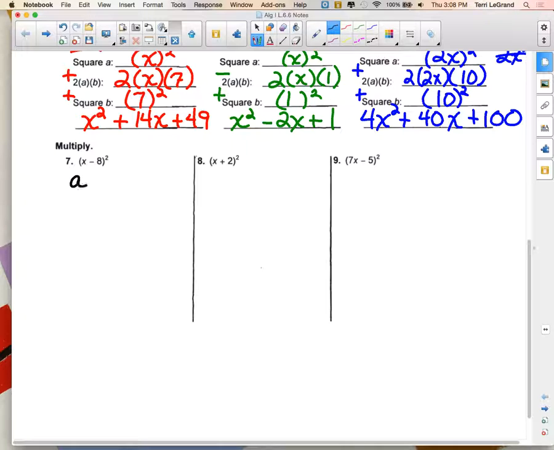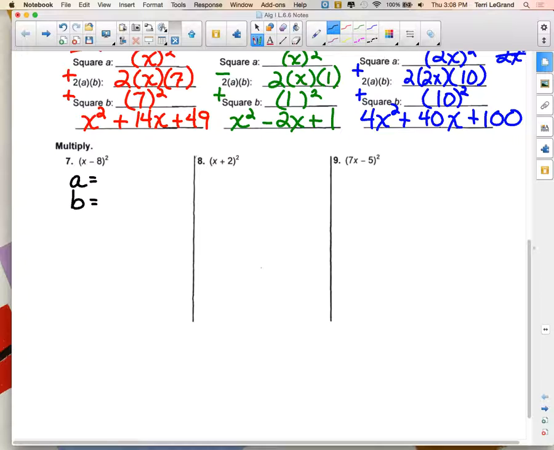We can go right to this. We can say, oh, this is one of my special products. It's going to be a perfect square trinomial. So I can identify my a, I can identify my b, and then after I do that, I have to decide which model I should use. Should I use the a squared plus 2ab plus b squared? Or should I use the a squared minus 2ab plus b squared? The second one, because it's subtraction, isn't it?